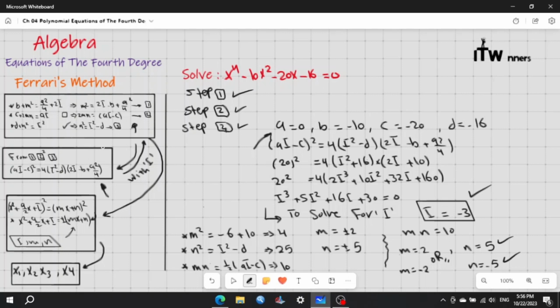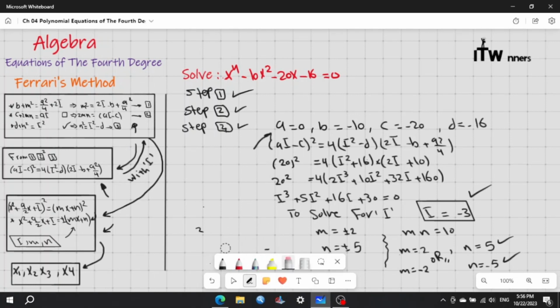Okay, so we obtain, we have to perform this equation from the completion of square. To get the roots of this equation, we will perform this step. Is it clear?